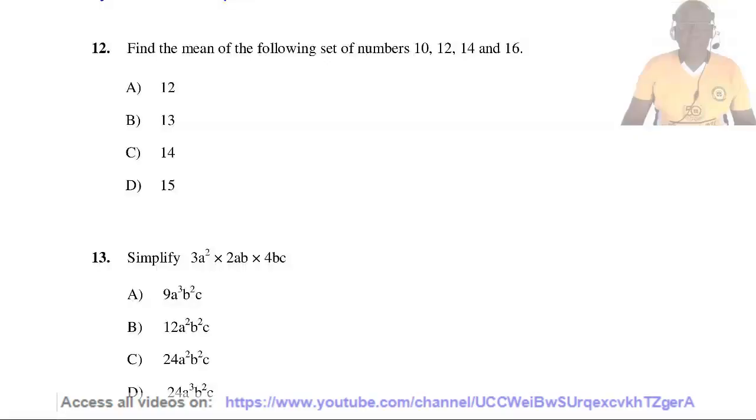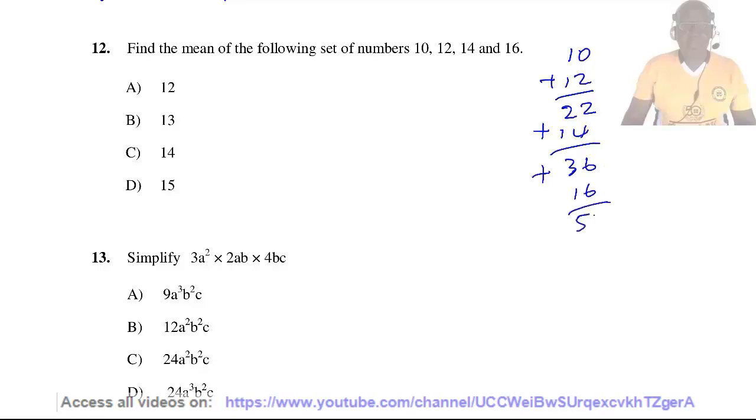Question 12. Find the mean of the following set of numbers: 10, 12, 14, and 16. We shall add up the four numbers: 10 plus 12, 22 plus 14, 36 plus 16, 52. So the mean is going to be 52 divided by 4. The numbers are 4 in number. So this gives us 13. So the answer is B.